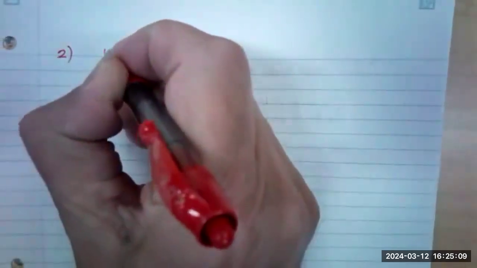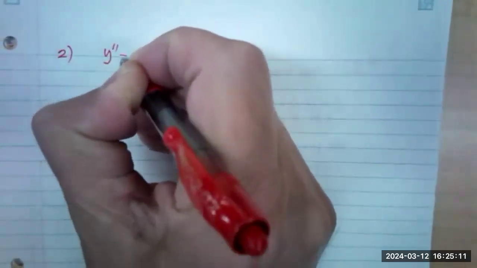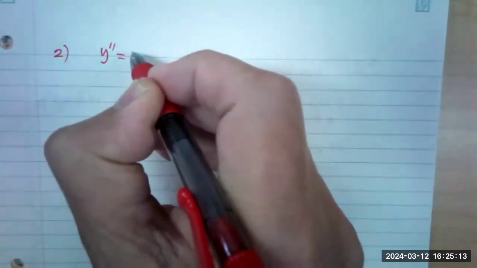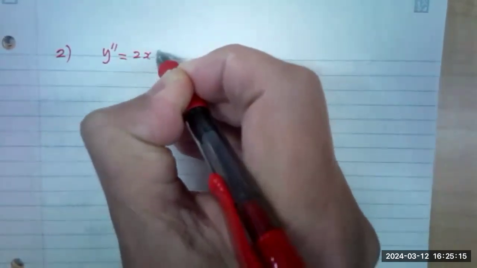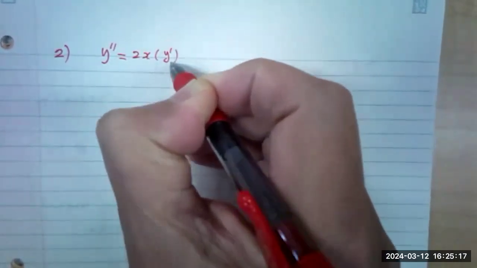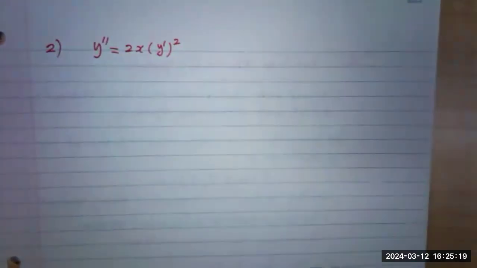Number two, the equation is this. It's a very popular equation. You have different forms of these. y double prime equals 2x times y prime squared. Again, as you can see, the variable y is missing. Of course, it's not linear. Variable y is missing, so this is the case.